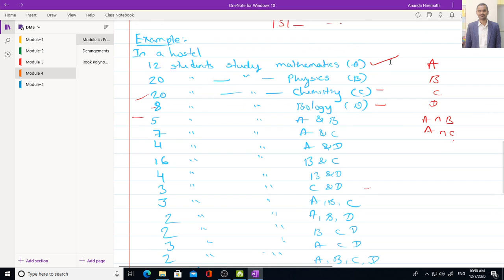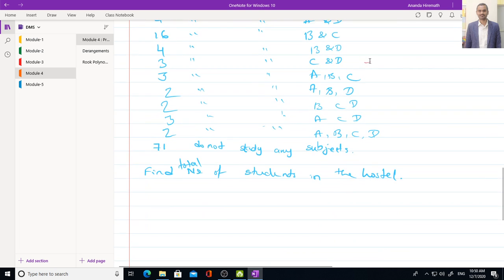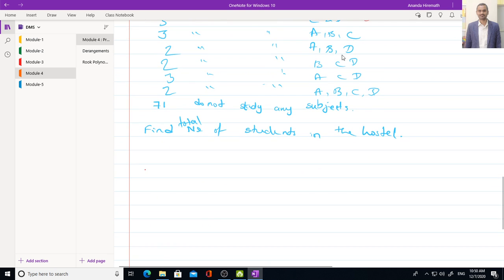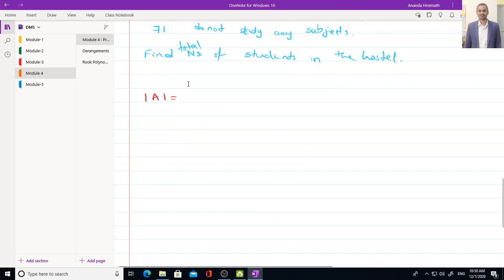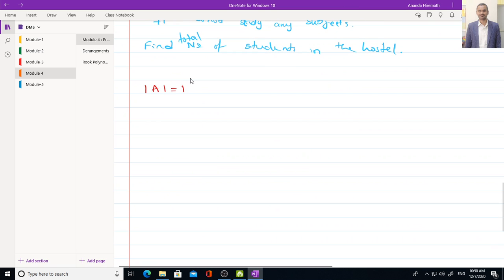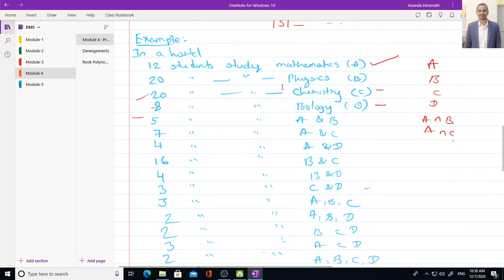So first is 12 students who study only mathematics. So I can write, how many students study only mathematics, 12. So the cardinality of A is nothing but 12. Similarly, the cardinality of B. Let us see how many students study only the B subject. B here is nothing but physics. So 20 students.